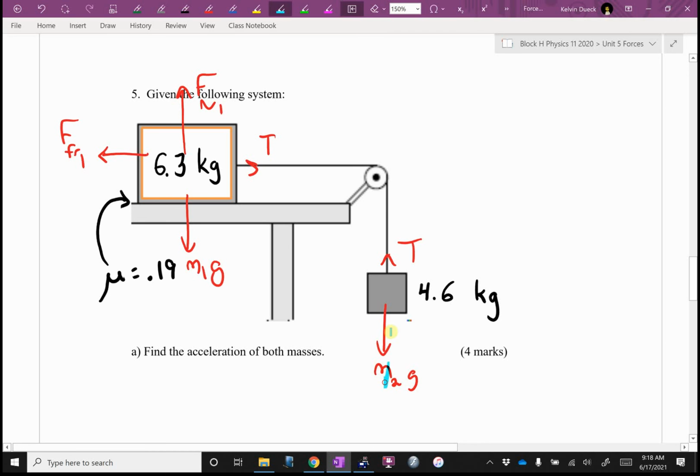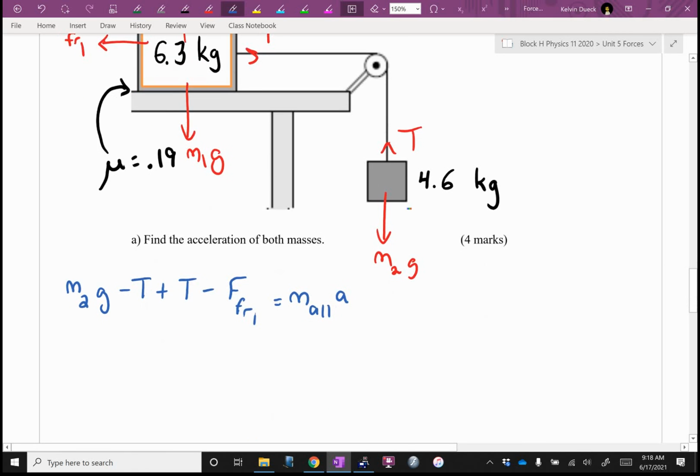I'm going to write an equation along the rope. Who's winning? It's going to be M2G, and then I'll have a minus tension. I'll have a plus tension. I'll have minus friction, not minus M1G. It's not along the rope. Minus friction force number 1. I do have forces from more than one mass on the left, so I better have M all, more than one mass, on the right. I get to relax.